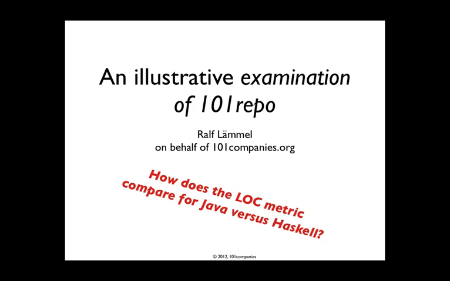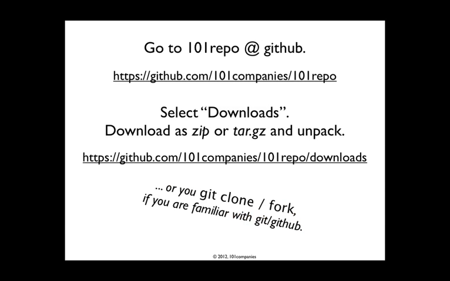comparing the two languages. The first thing we have to do here is we have to get our hands on a repository, which is available on GitHub. So we have to go to the GitHub page, and there's a downloads area, and this way we can download the entire repository as a zip file. And if you know Git, you might also just clone the repository, or perhaps even fork if you want to contribute.